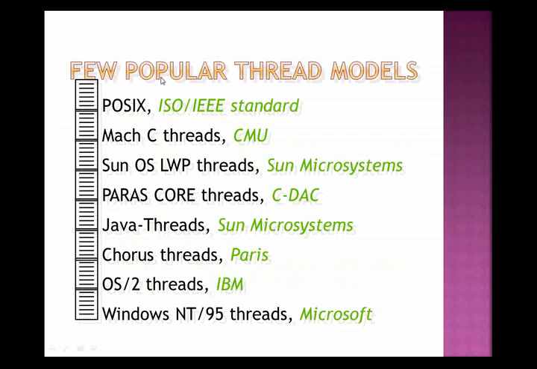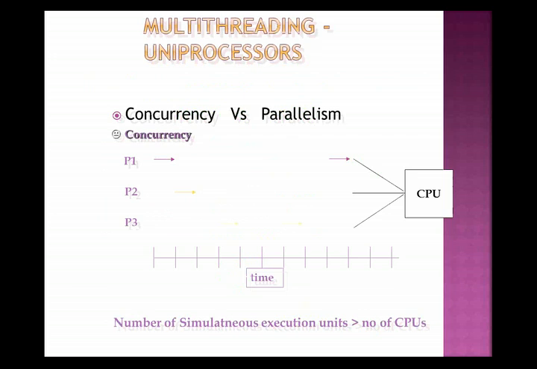Now, what are the various few popular thread models? One is POSIX, that is Pthreads. Then what is multithreading? That is more than one thread is used at the same time. That is a uniprocessor. That is concurrency versus parallelism.